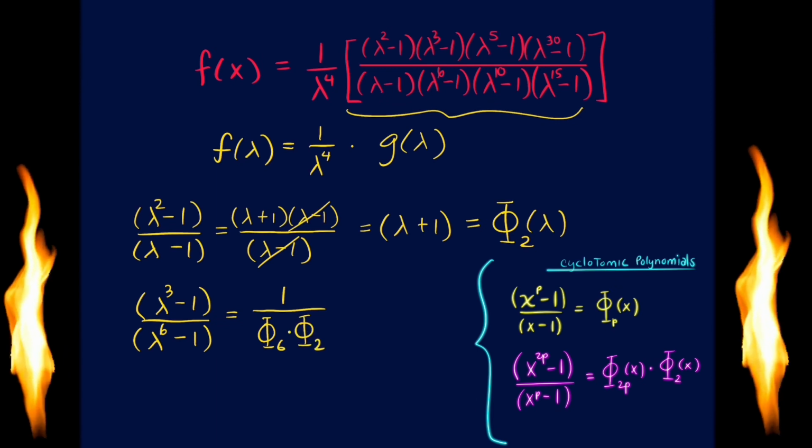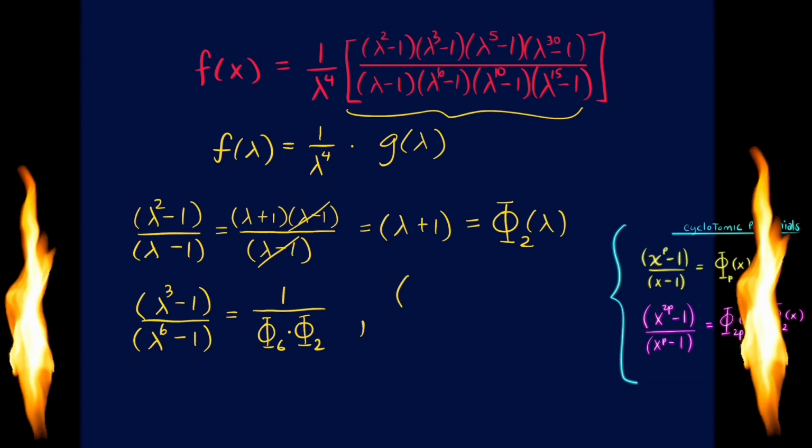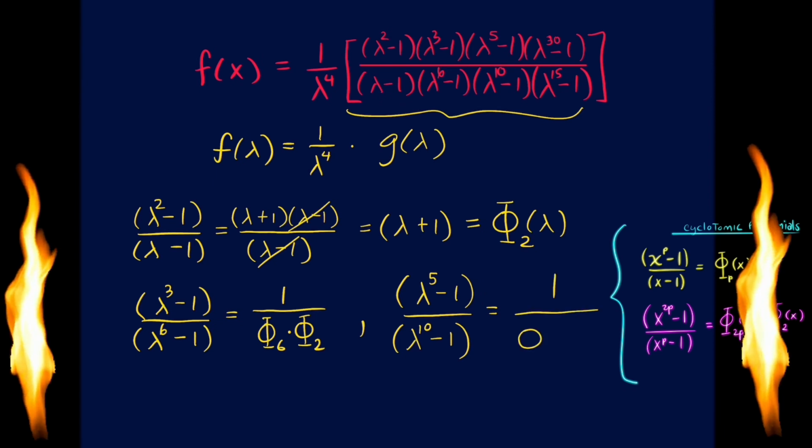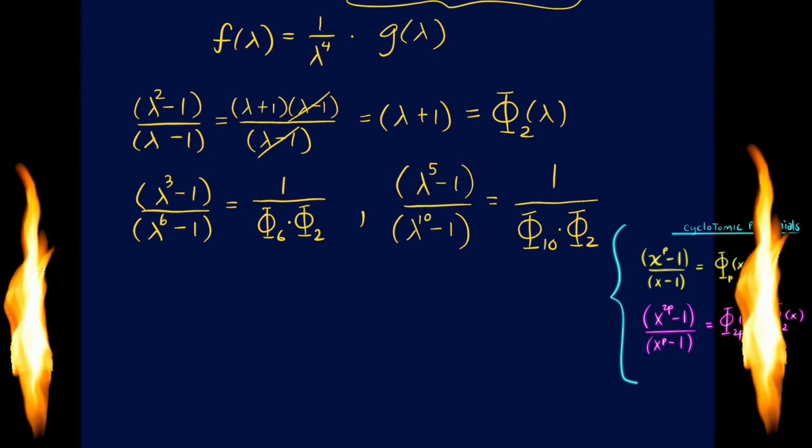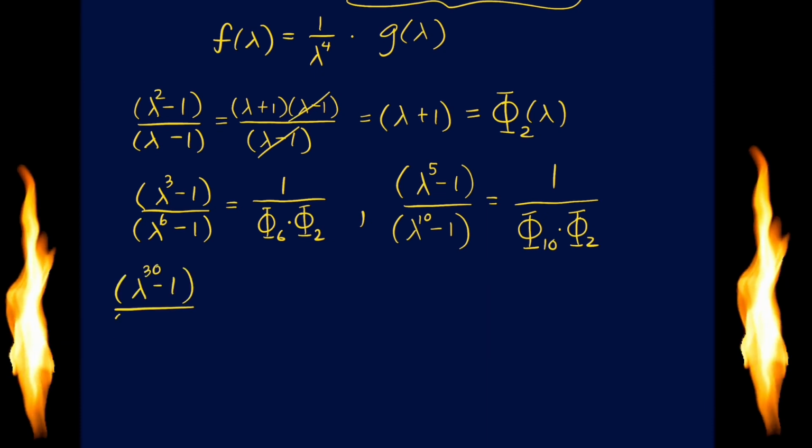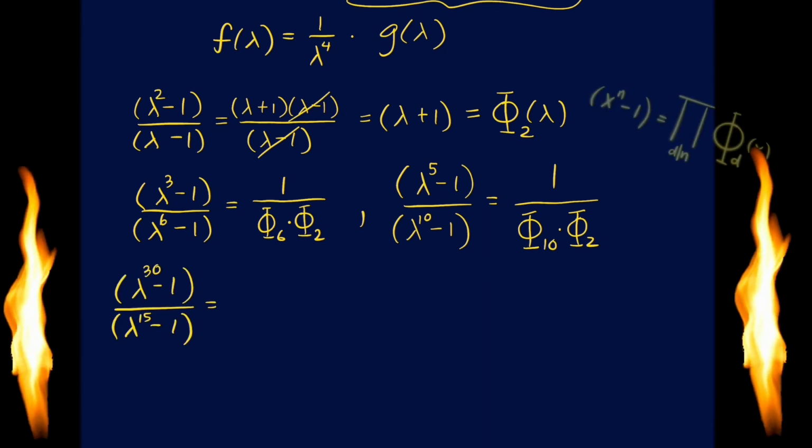And for lambda cubed minus 1 over lambda to the 6th minus 1, we get 1 over the product of the cyclotomic polynomials phi 6 and phi 2. Similarly, we calculate for lambda to the 5th minus 1 over lambda to the 10th minus 1, and that's going to be 1 over phi 10 and phi 2.